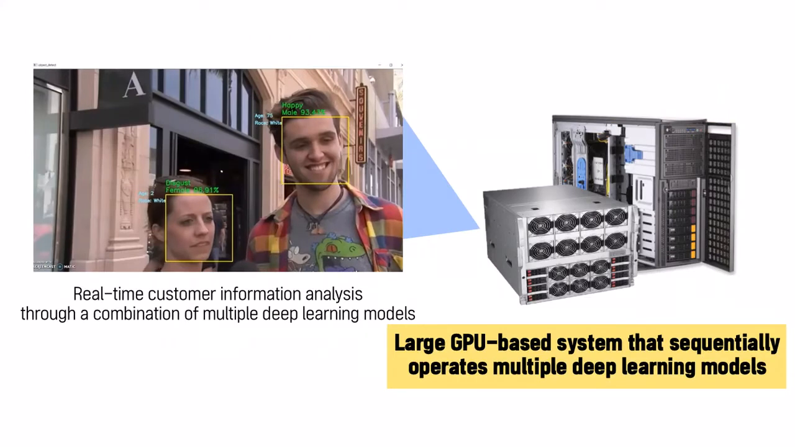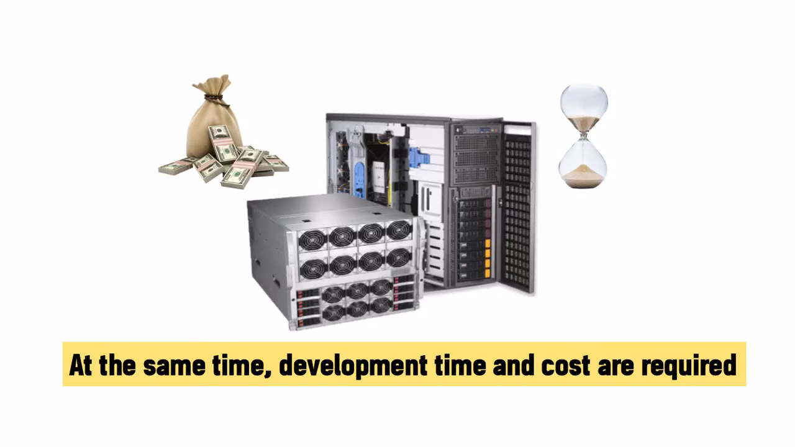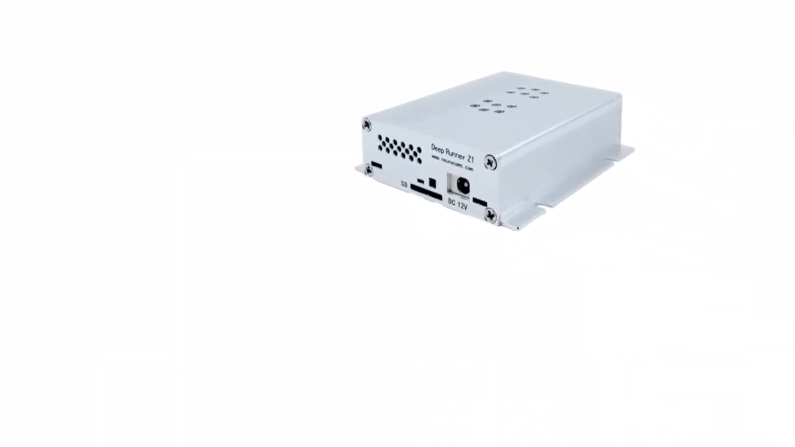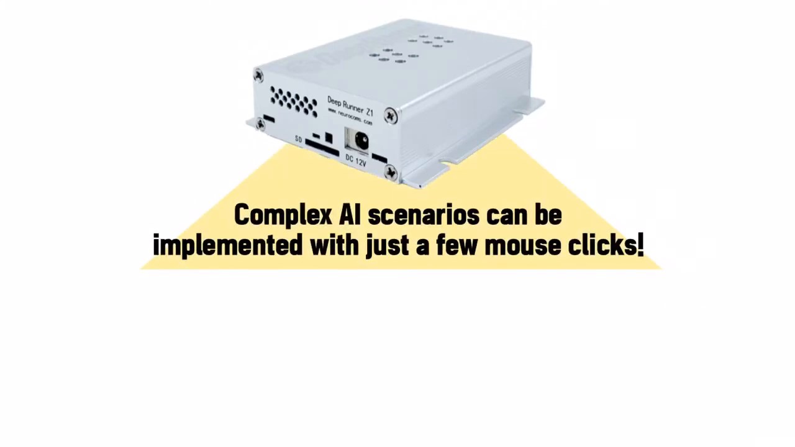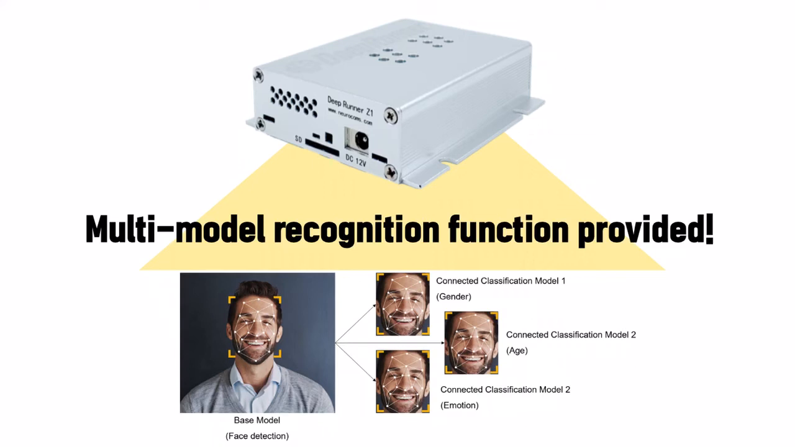In order to recognize in this way, a system that uses multiple deep learning models has to be developed. Depending on the deep learning platform, it may not be easy to switch models, and a lot of time and development costs may be taken for the development. To meet this demand, Deep Runner provides a multi-model recognition function that enables users to implement complex recognition scenarios using multiple deep learning models. It is possible with only a few mouse clicks, without having to painfully develop the system.